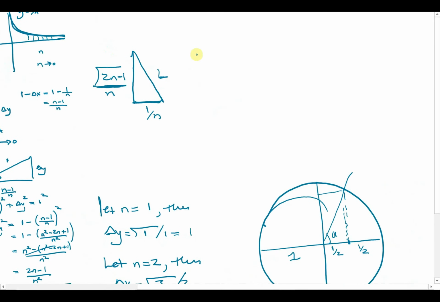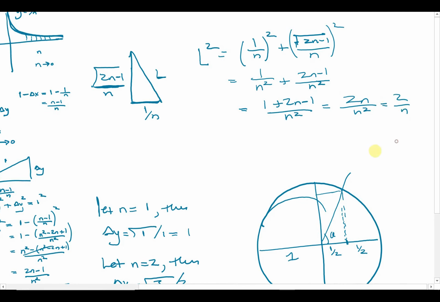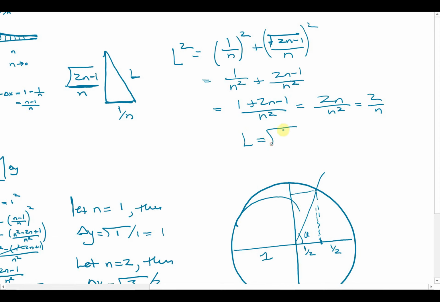So basically, therefore we have L squared equals 1 over n squared plus root 2n minus 1 divided by n squared. That's 1 over n squared plus 2n minus 1 over n squared. So the 1's cancel, and we're left with 1 plus 2n minus 1, because common denominator. Cancel the 2, so it's 2n over n squared, which is just 2 over n. But then when we take L, it is the square root of 2 divided by n.